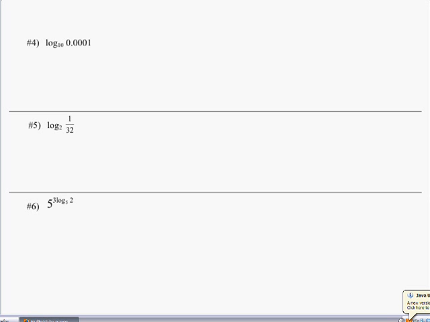Number 4, you might notice there's a decimal, and you might think, I don't like that decimal. Well, then change it. The chump way to read that would say 0.0001. The correct way to say that would be to say 1/10,000th. That's the correct way. So this is log base 10 of 1/10,000ths.